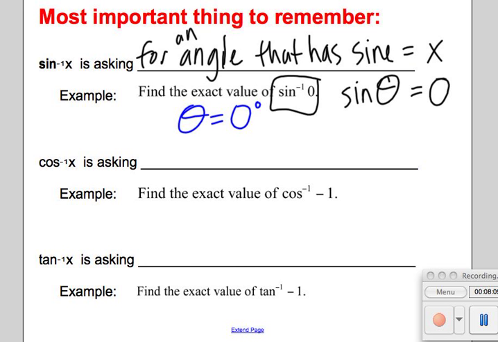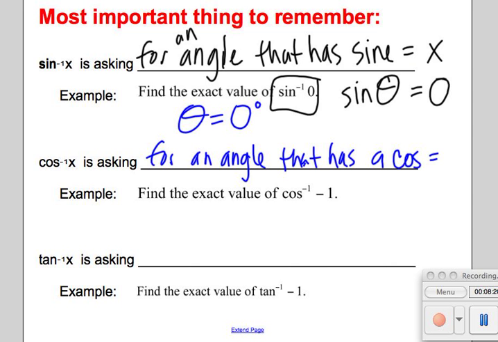So again, cosine inverse of x is asking the exact same thing for an angle that has a cosine equal to x. Okay? And in this case, we want a cosine equal to negative 1. So we're looking for the angle from 0 to pi because now it's cosine. From 0 to pi, where is the cosine of the angle equal to negative 1? Now again, I can look back at my graph, or I can think about it on my unit circle. Cosine is negative 1 at pi. So the answer here is pi.